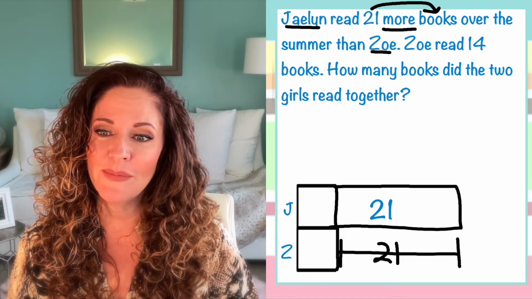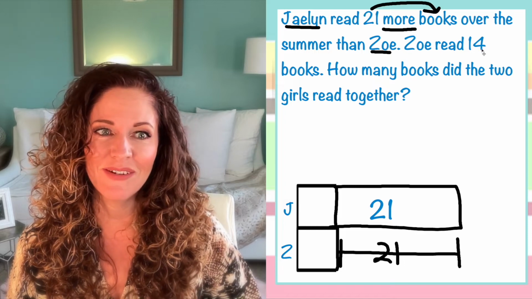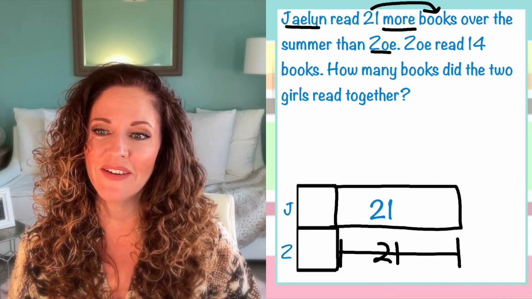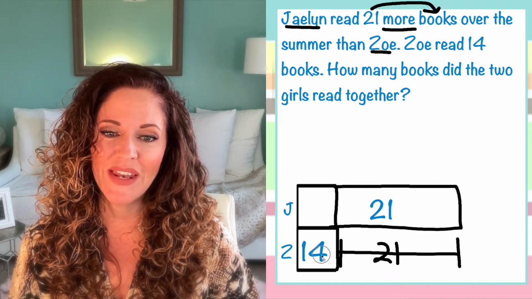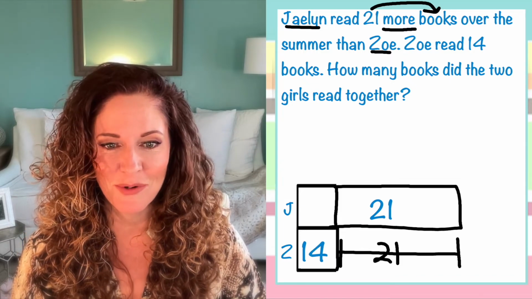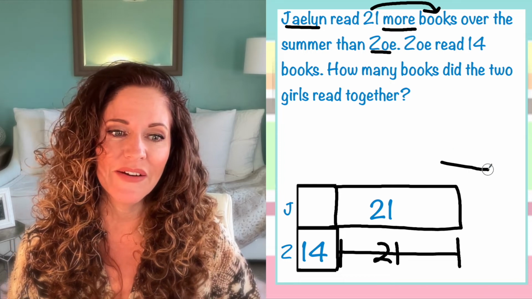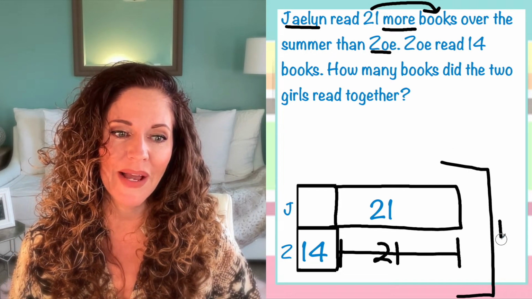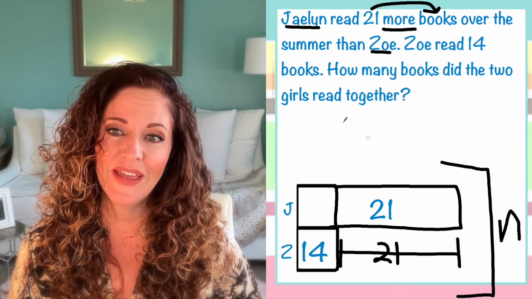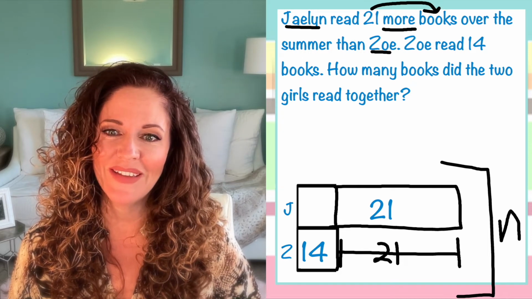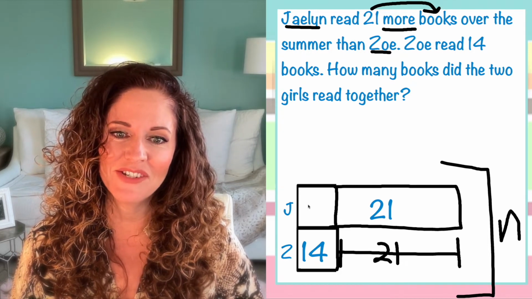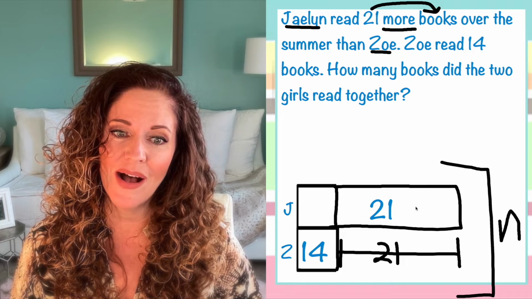Zoe read 14 books. That's an easy one because we get the number and what it's counting right next to each other. So I can put that in the box. Zoe read 14 books. How many did they read together? So I'm drawing my combining line. How many did they read together? Before I can find that out, I've got to finish off Jalen right here, her box.